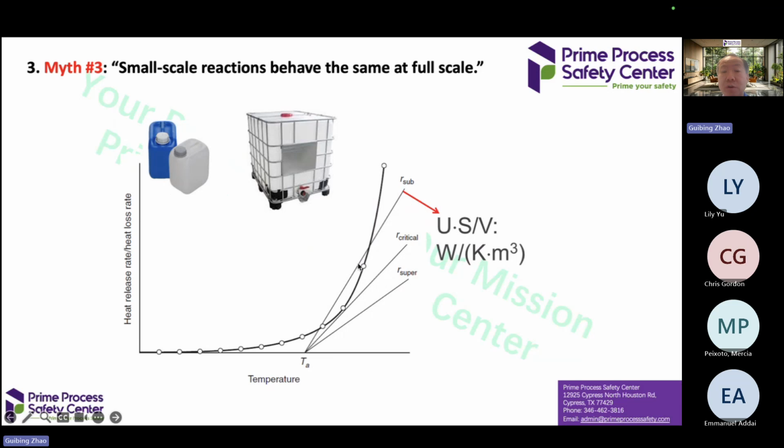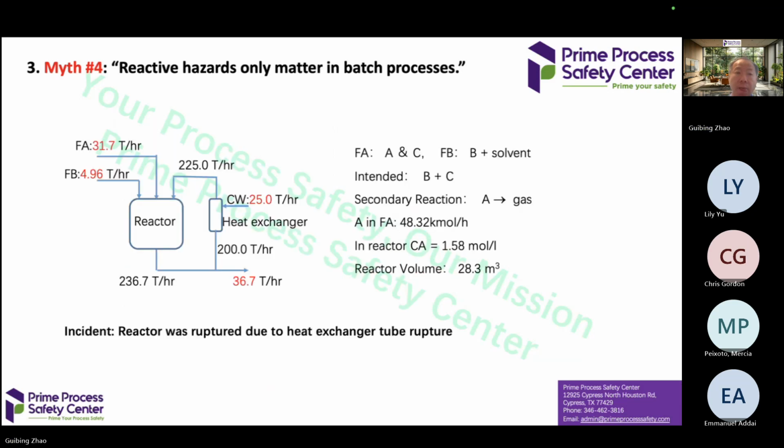So that's why, when we say small scale and big scale, they're very different. Carefully analyzing these features will help us design an inherently safe reactor. The other sense is that reactive hazards only matter in a batch process. Actually not, right? I will give you an example which is a continuous process.